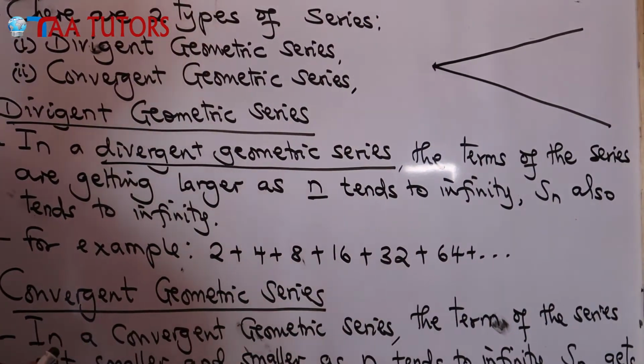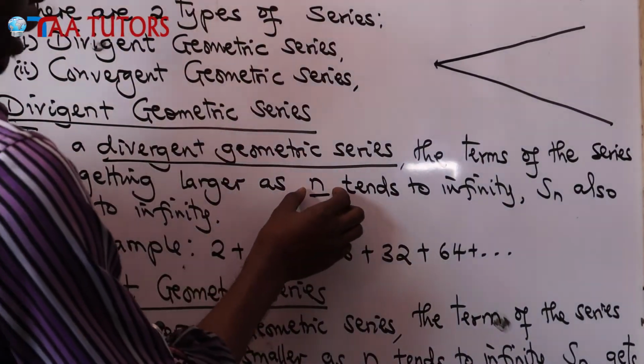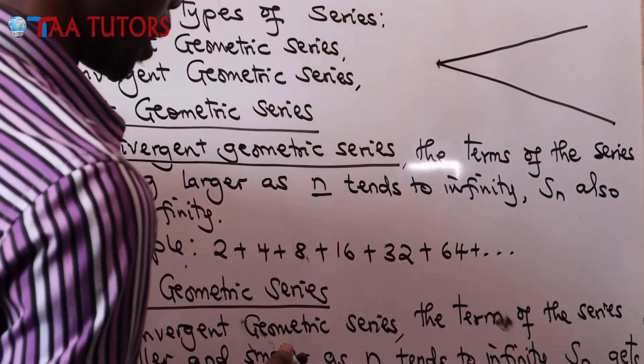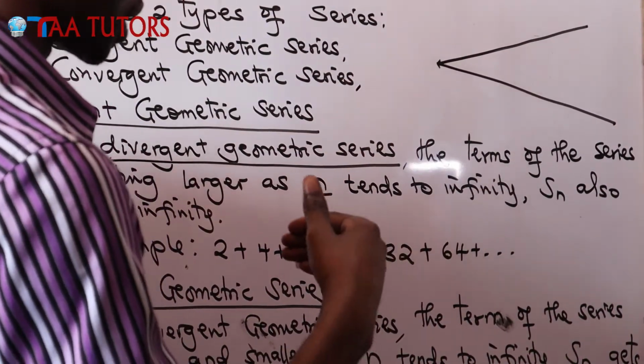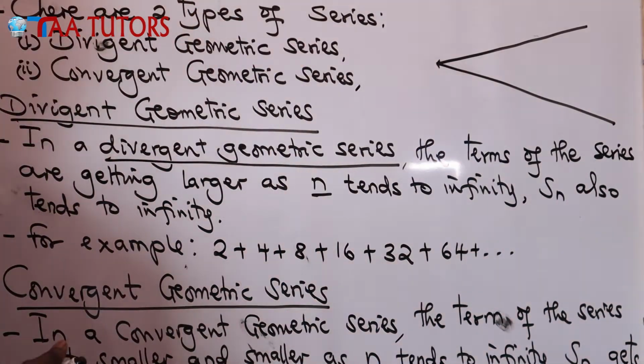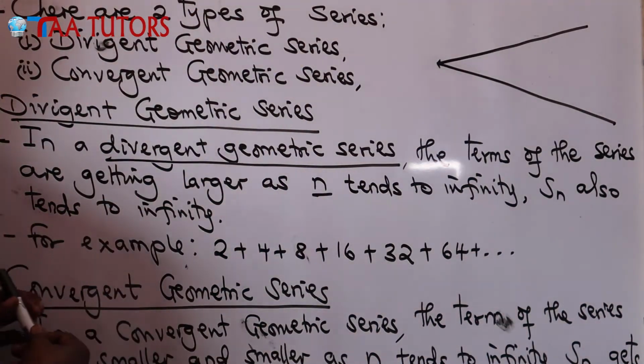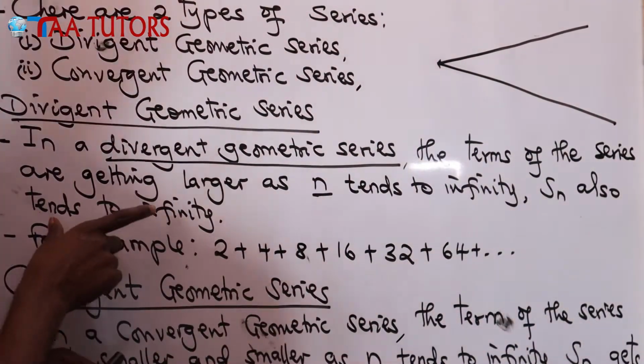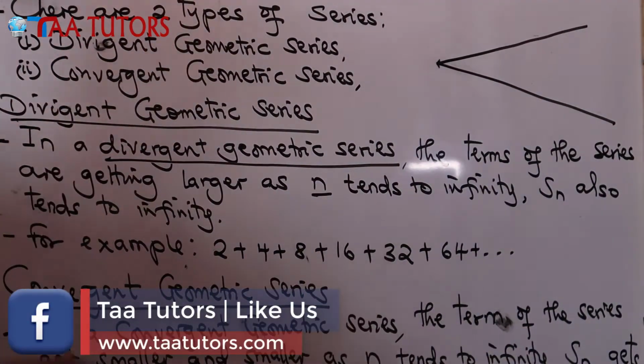Let me say infinity when n tends to infinity. n becomes a number that is so big that we cannot actually determine it. So the sum of those numbers becomes very big as well. That's why we say that in a divergent geometric series, as n tends to infinity, so does the sum. The sum also tends to infinity.